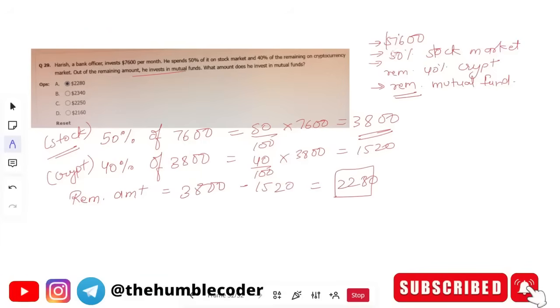Because that is what we have to find. See, initially he had 7600, out of that 50% he invested in the stock market, which means 3800 he invested in the stock market. Out of what was remaining, he will invest 40% in cryptocurrency, which means 1520 he will invest in cryptocurrency. So out of the 3800, 1520 is gone, and we are left with 2280. So this is the amount that he is left with, and he will invest all of this in the mutual fund. So the correct answer is going to be option A.